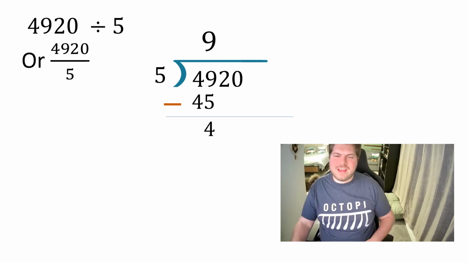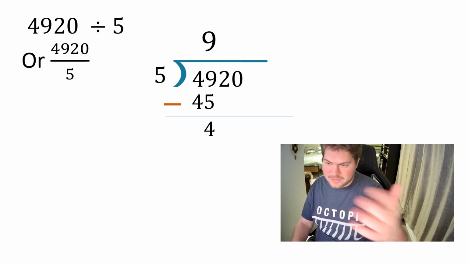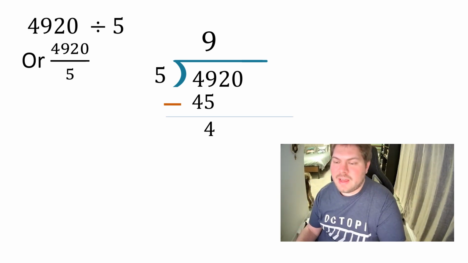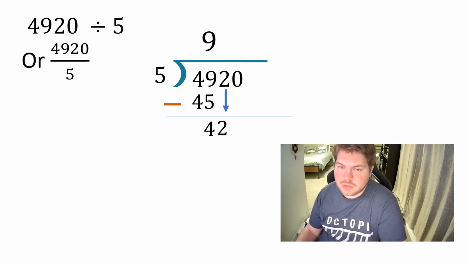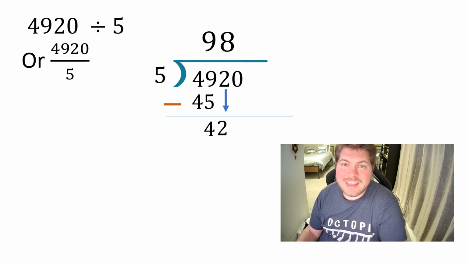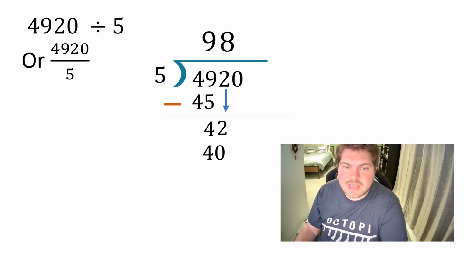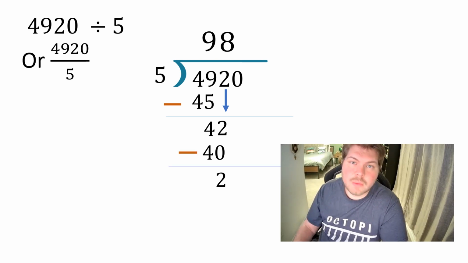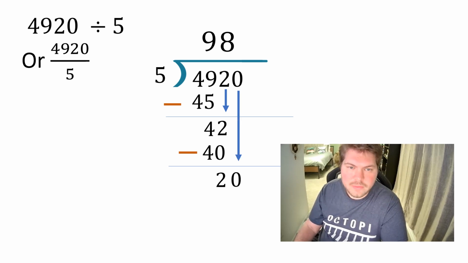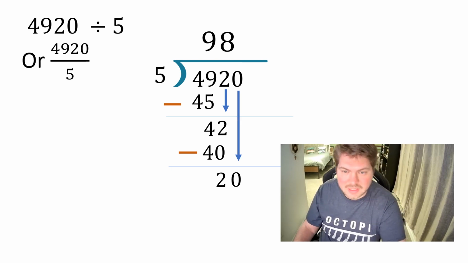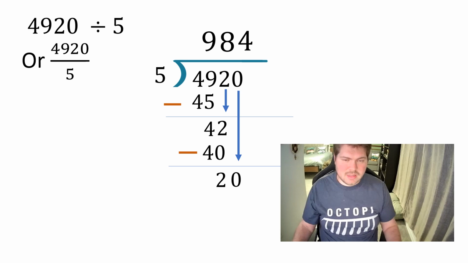so we have a remainder of 4 from doing that part. And now we're going to bring down our 2. 5 goes into 42 8 times. And then 5 times 8 is 40. 42 minus 40 is 2. We're going to bring down our 0. And 5 goes into 20 4 times.